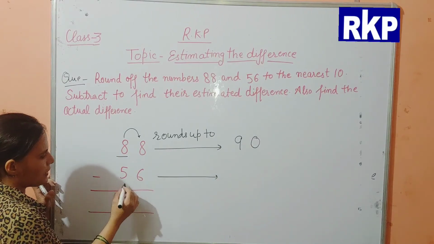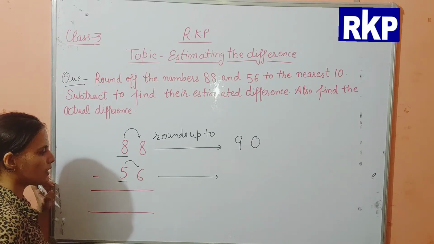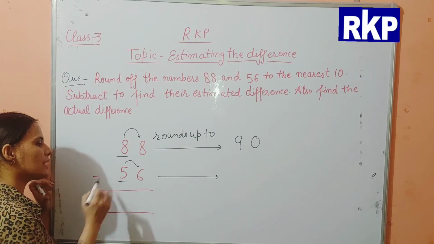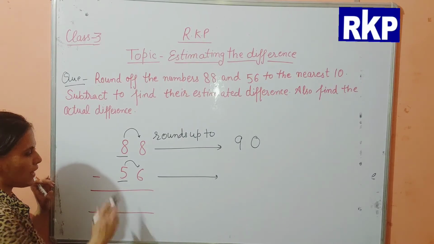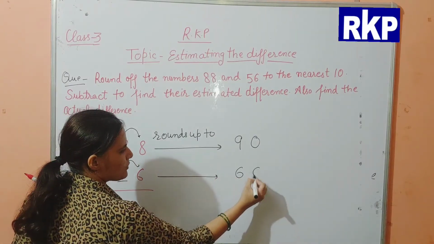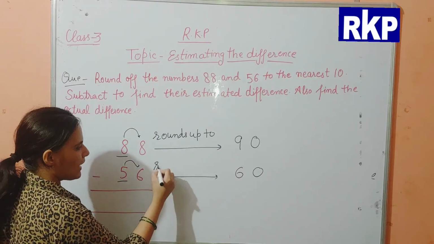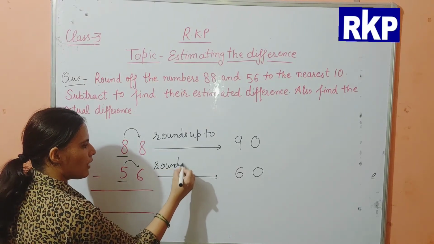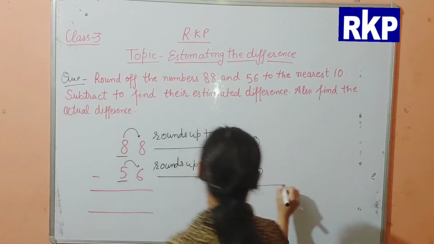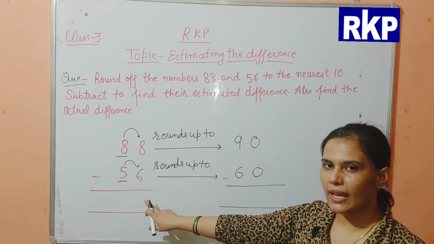Now come to the next number. Underline the tens place and see the digit just to the right of the tens place, that is 6. 6 is greater than 5, so you will increase the tens digit by 1. 5 becomes 6 at the tens place and the ones place becomes 0 when you are rounding the numbers. And you will write again rounds up to. Okay, now subtract. You will get the estimated difference, and this will give you the actual difference.